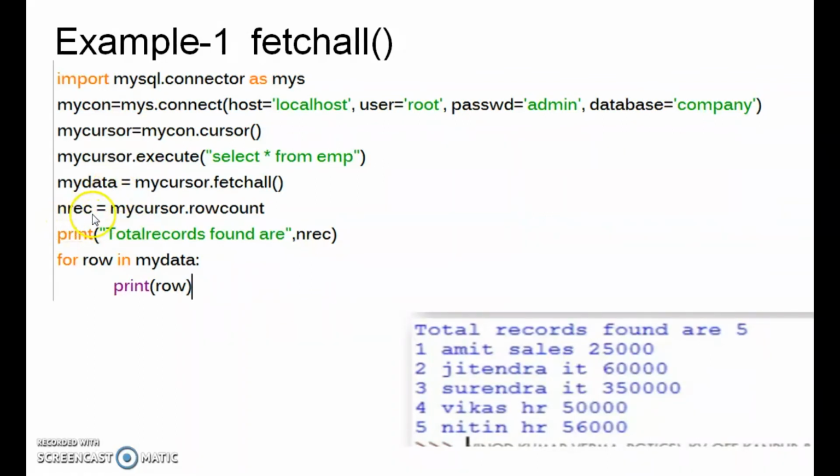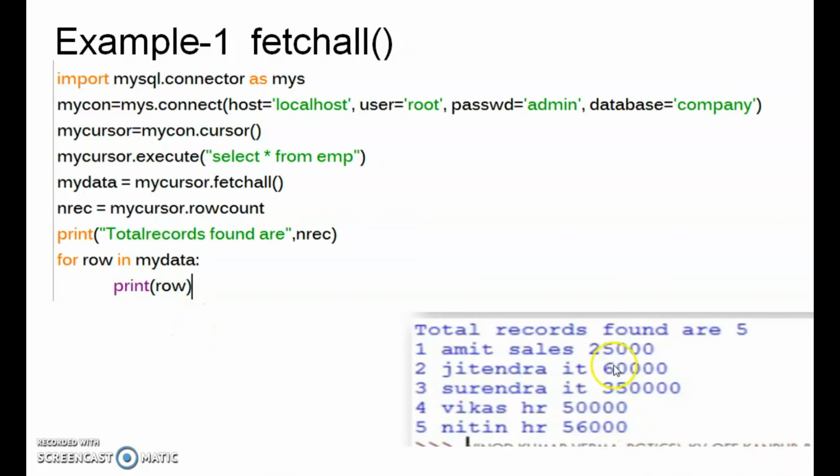The NREC means number of records. Okay, that is equal to my cursor.rowcount. See, rowcount will return the number of records retrieved from this database. Then you can print the total records found. Then for row in data, print row. So it will print row by row.